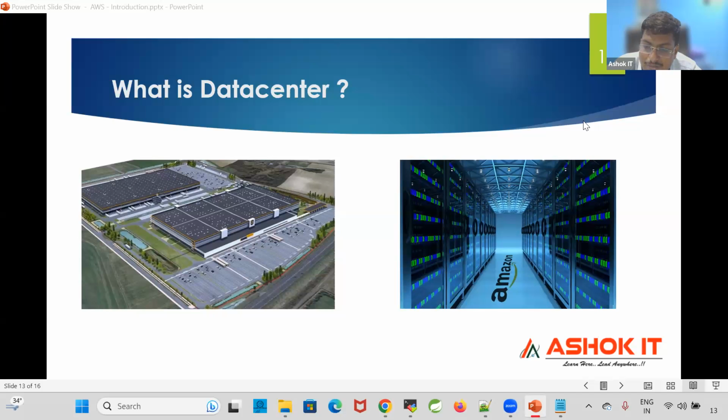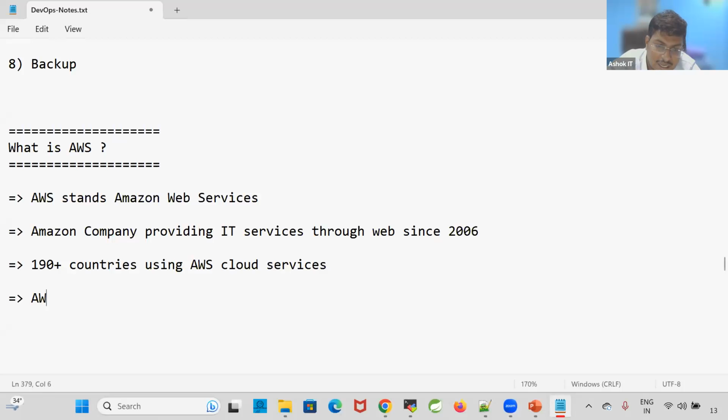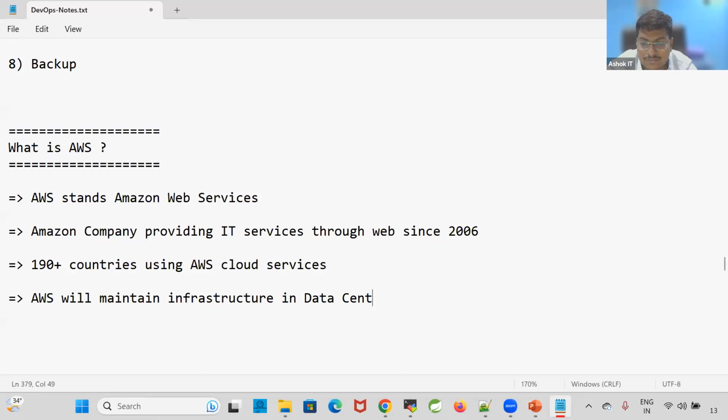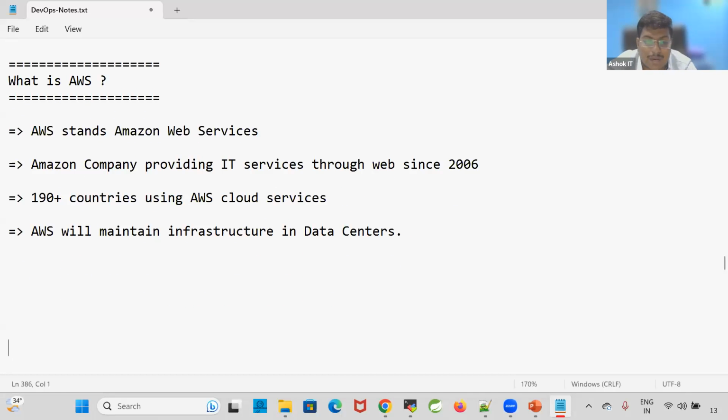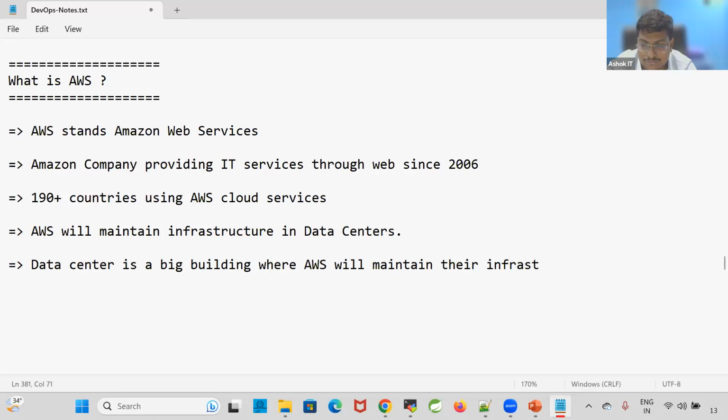What is a data center, guys? Come on. A data center is a big building where AWS will maintain their infrastructure. Okay. So that infrastructure we are taking from the internet.